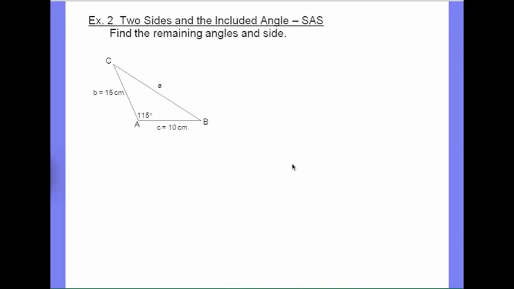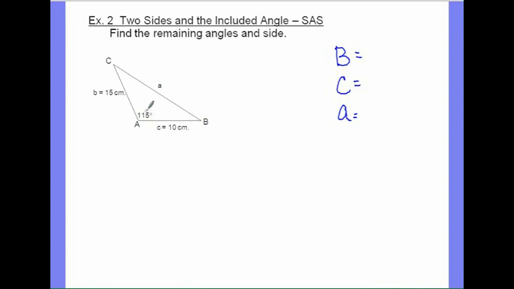Okay, on example 2, we have a side, an angle, and a side. So we're going to find all the other sides and angles, find the remaining angles and sides. So I need to find angle B and angle C. And I also need to find side A.